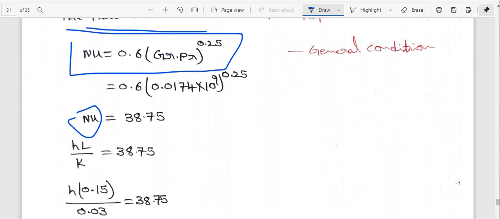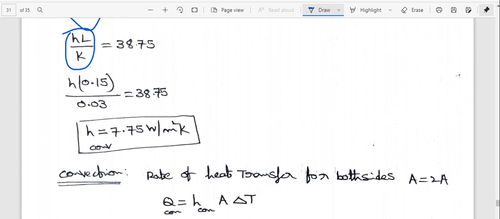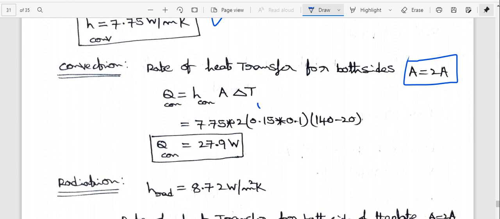So here Nu equals 38.75. Nu equals hL by k, with L equal to 0.15 and k equal to 0.03. So the convective heat transfer coefficient is 7.75. Now we can calculate the rate of heat transfer for both sides of the plate. So here area equals 2A, that is 2 into W into length of the plate. So this is the Q convection.